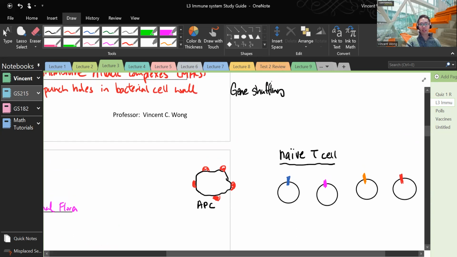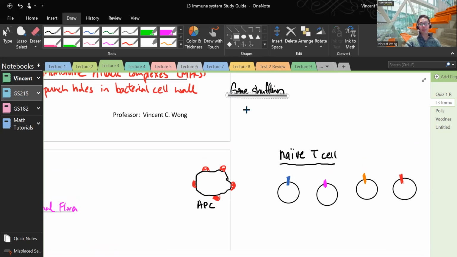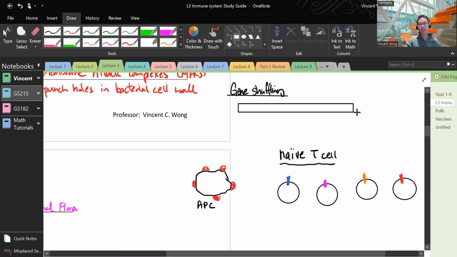Gene shuffling. Remember last semester when you were with me? If you were with me, and if you were not, that's okay as well. You probably have learned about genes, after you transcribe them, there are exons, right? So exon, and then what's between the exons? You guys remember?